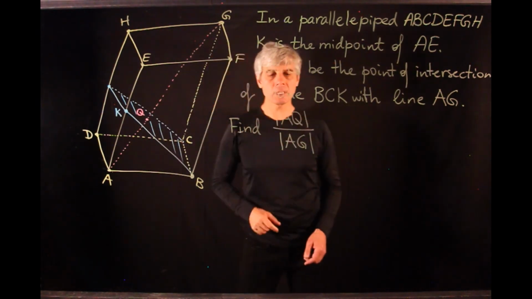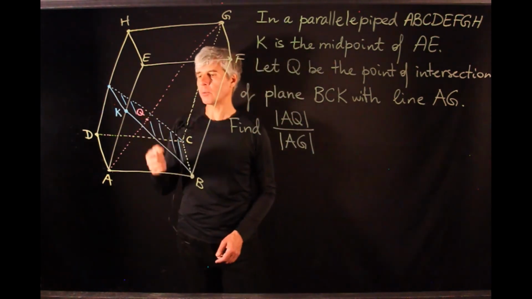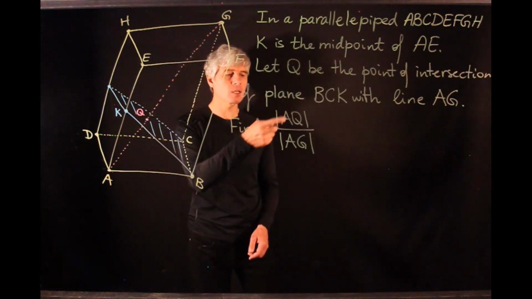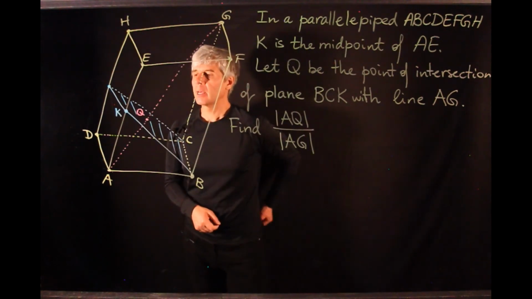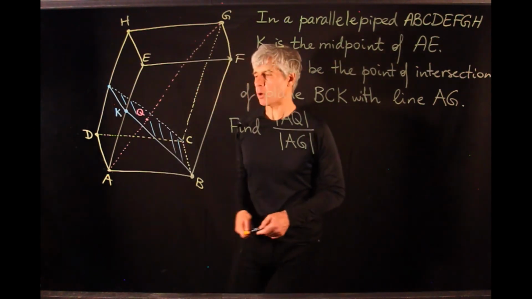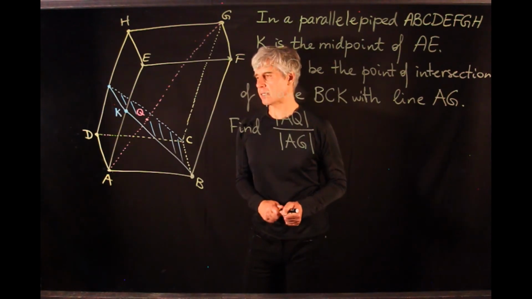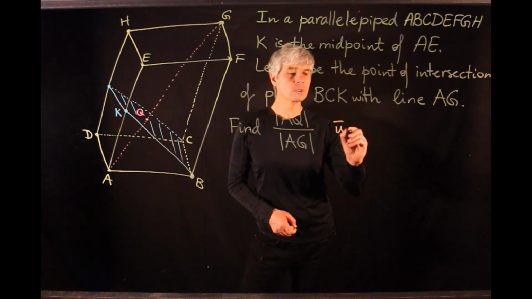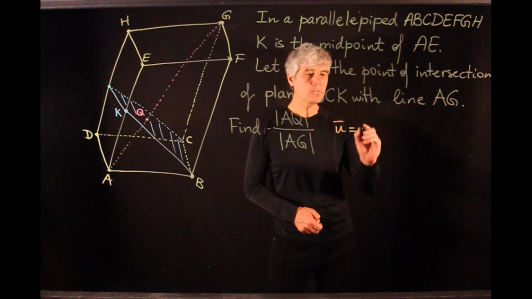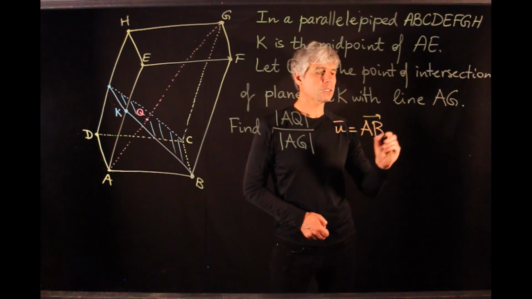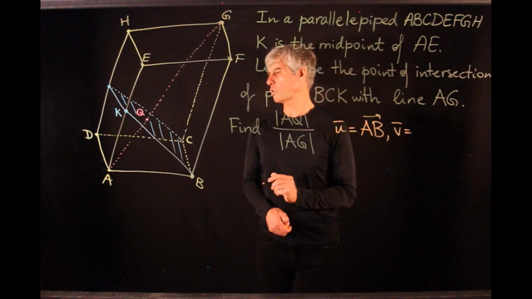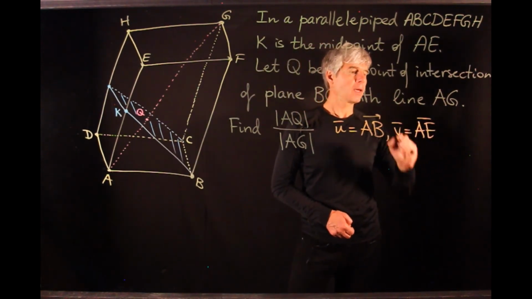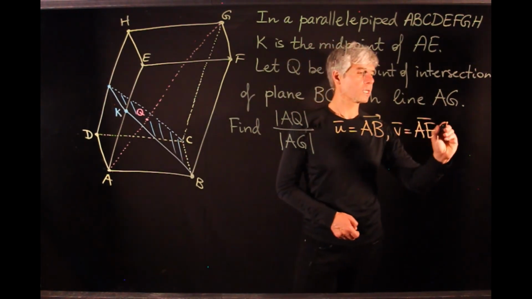What we want to determine is the ratio in which this point Q cuts the diagonal AG. So we want to find AQ over AG. The first thing to do when we solve these problems is fixing a basis. And here we will choose the following basis. As vector u, we will choose AB. As v, we choose AE. And as w, we choose AD.